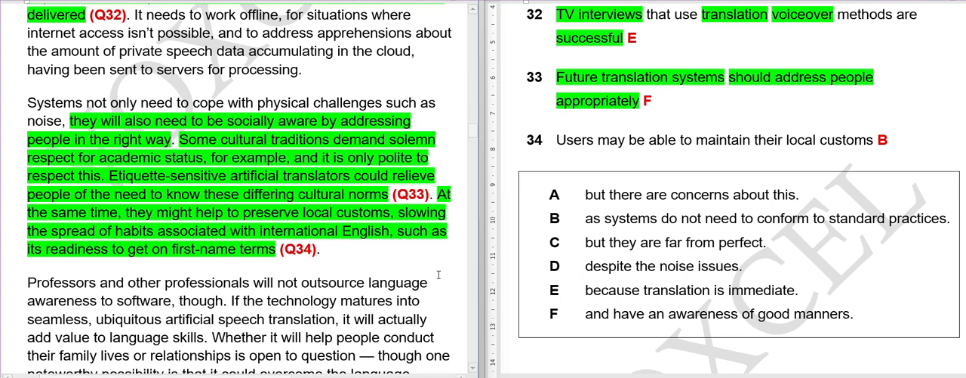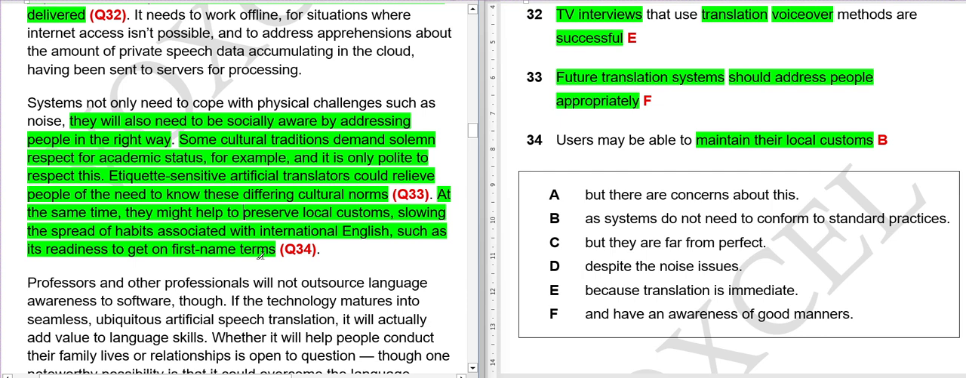Okay, so here they are saying maintain their local customs. So maintaining, they are written preserve local customs. Okay, but even if you're not able to understand why, conform means they are doing what they are expected to do. And they do not need to conform to their standard practices. So here they're saying it also slows the spread of habits associated with the English language, such as readiness to get on first name terms.